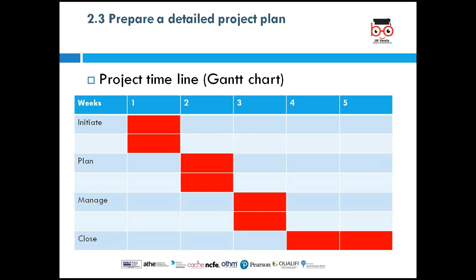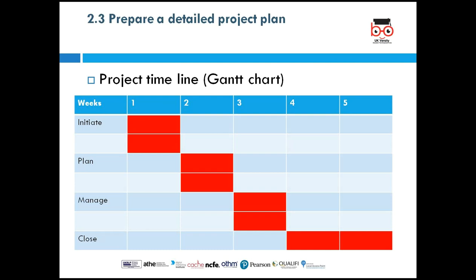Apart from the project deliverables, we've got something called the project timeline. In this timeline, I've used what is called the Gantt chart. It's a graphic way of showing what you intend to do. This is what it looks like.